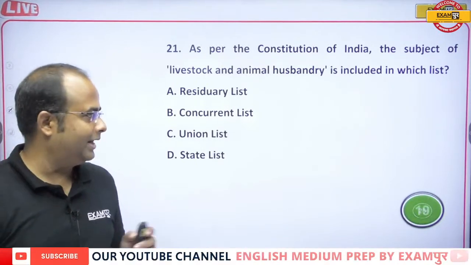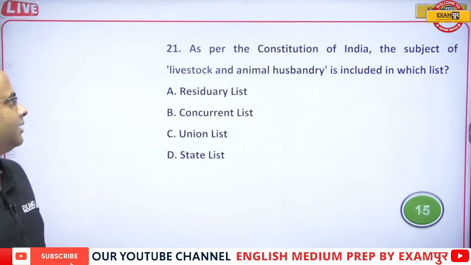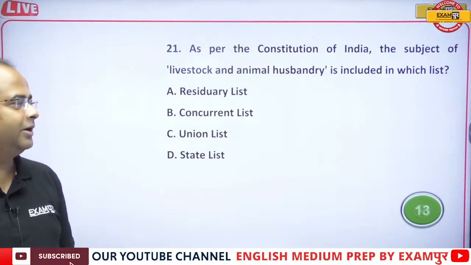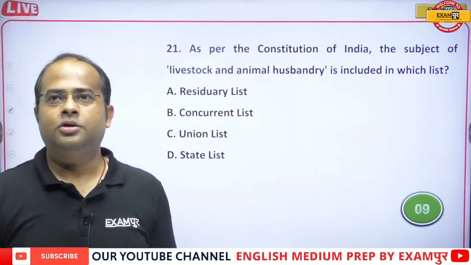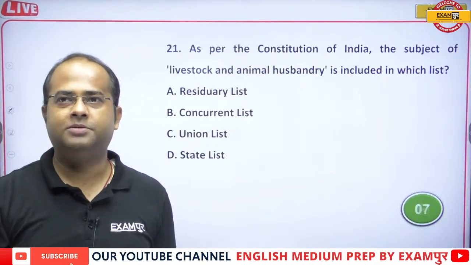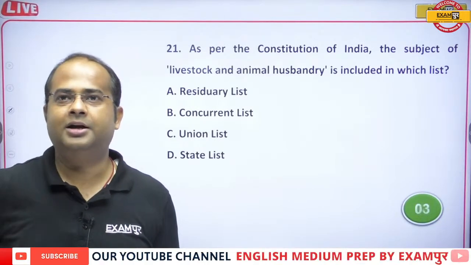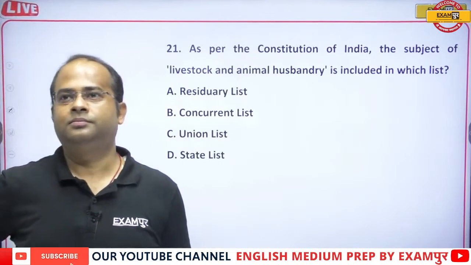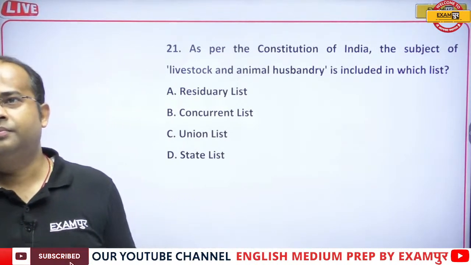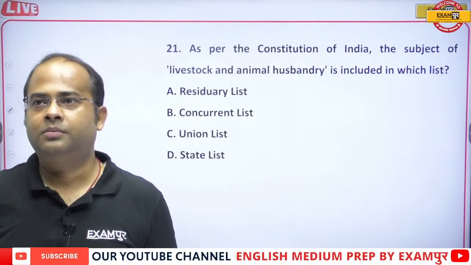Now, come to the next question. As per the Constitution of India, the subjects of livestock and animal husbandry are included in which list? Is it the residuary list, concurrent list, union list, or state list? In which list, guys, will you find the subject?